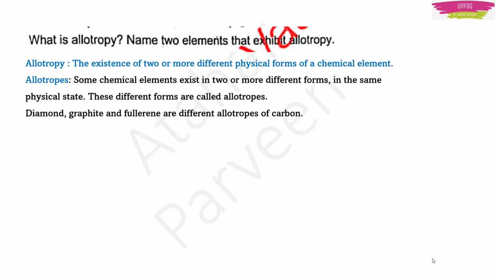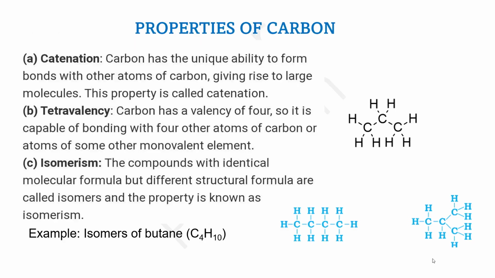Now let's talk about carbon. In one of my previous lectures, I asked you this question as an assignment. Now I am giving the answer. What is allotropy? Name two elements that exhibit allotropy. Allotropy is the existence of two or more different physical forms made of the same chemical element, but their forms are different. Elements which exhibit this allotropy are known as allotropes. For example, carbon has allotropes: diamond, graphite, and also fullerene. They are all different types of allotropes of carbon.